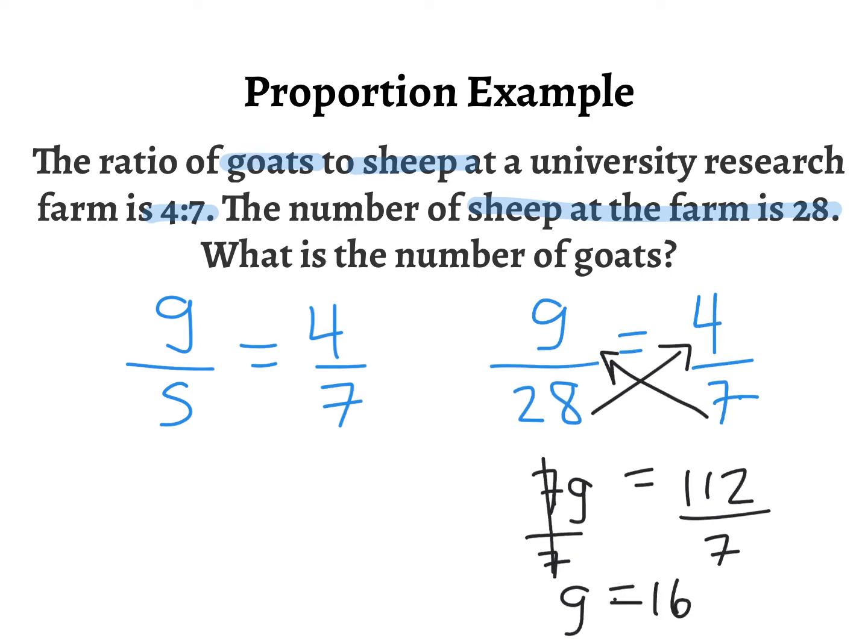For every 4 goats, we have 7 sheep. So if we have 28 sheep, how many goats will we have? How can we predict that? We set up a proportion, and as long as you write the proportion in that order, goats to sheep, we can just cross multiply and solve for whatever you're missing.